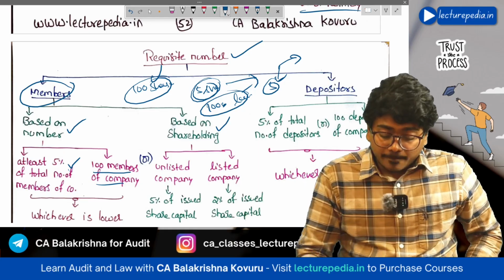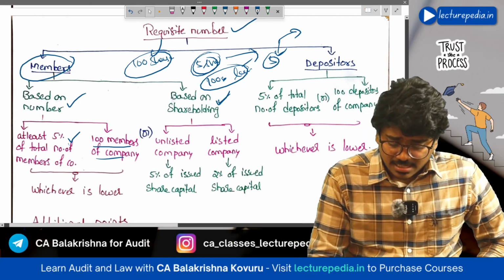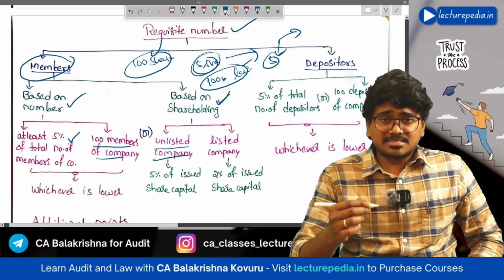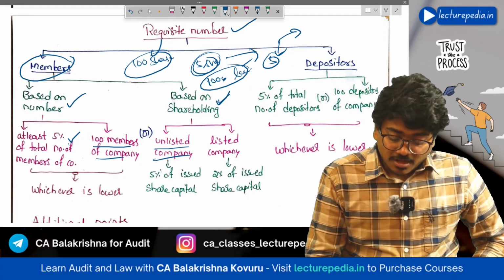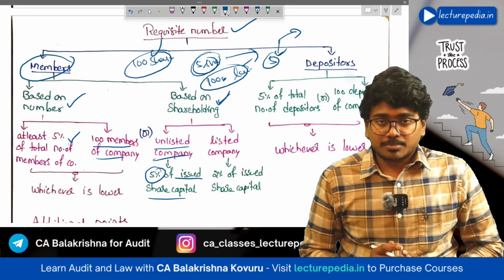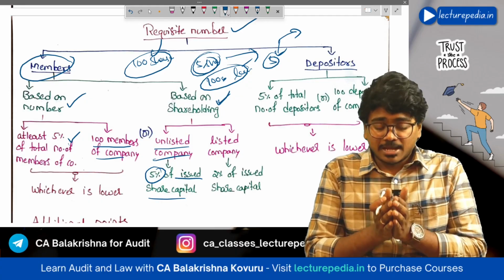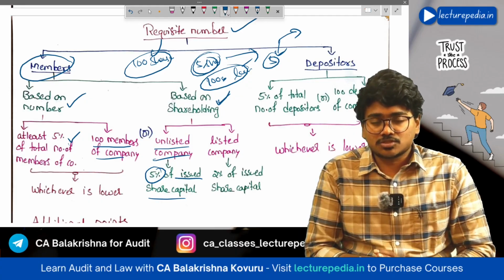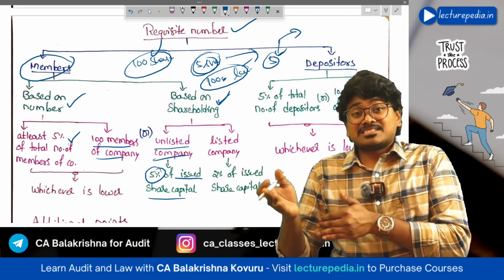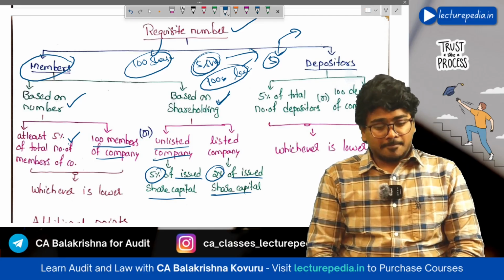Now going by shareholding, if the company is an unlisted company, that means its shares are not listed on the stock market, in such a company, 5% of the issued share capital. If shareholders holding 5% of the issued share capital give consent to file the class action suit, they can file it. If the company is a listed company, then 2% of the issued share capital. Hope that is clear.